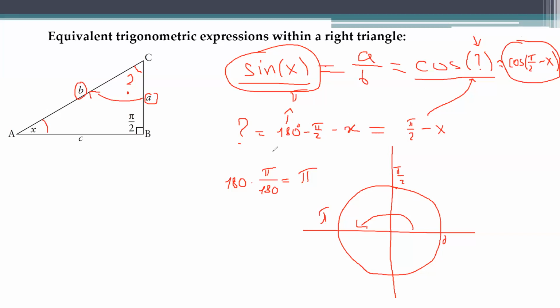Is that clear? Is that clear, guys? My reasoning about equivalent trigonometric expressions within a right triangle? Anybody? Thank you, Safa, but everybody else? Any questions up to this point?